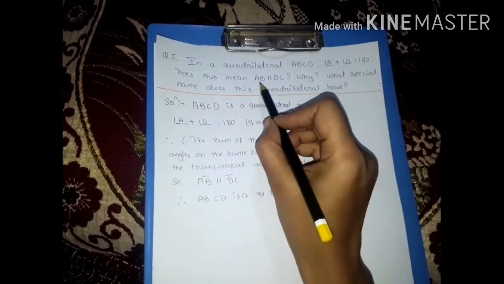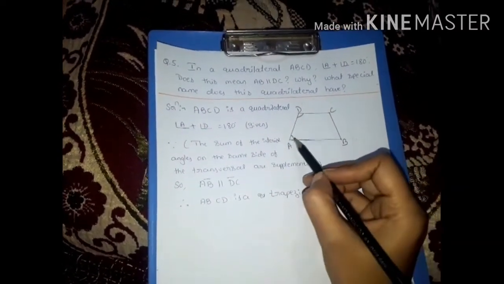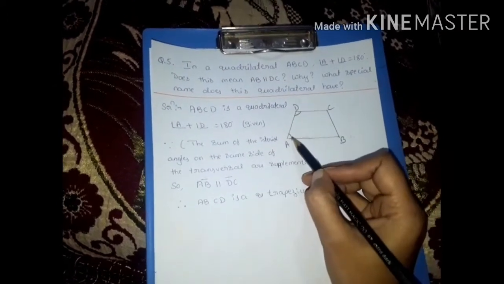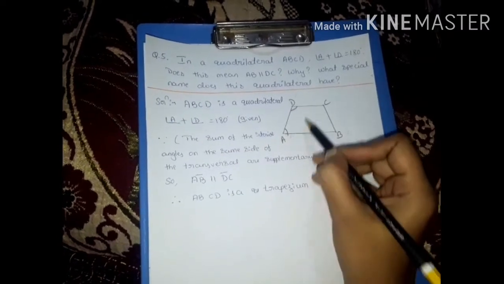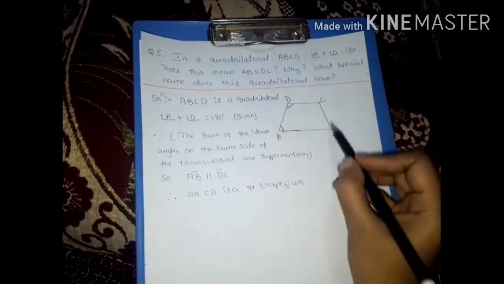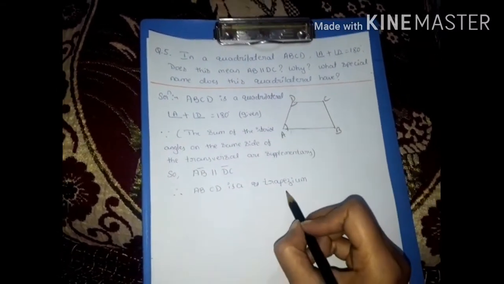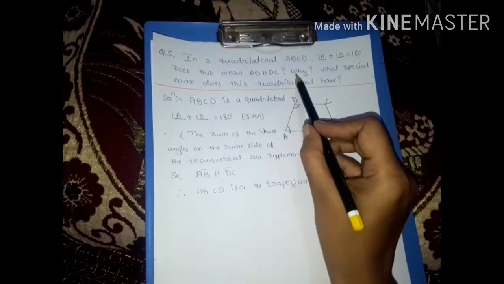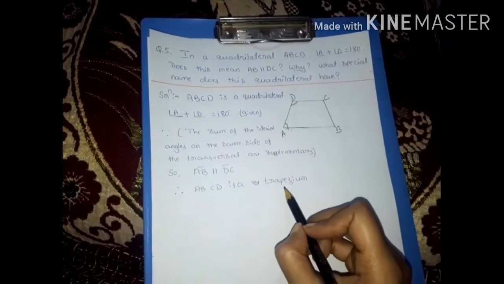So here we showed AB is parallel to DC. When the sum of the interior angles is supplementary, AB is parallel to DC, and then the quadrilateral ABCD is a trapezium. We can give the name of this quadrilateral as trapezium. Here they asked why, for that we gave the reason here, and also what special name this quadrilateral has. So ABCD is a trapezium.